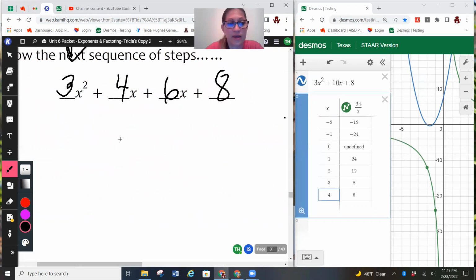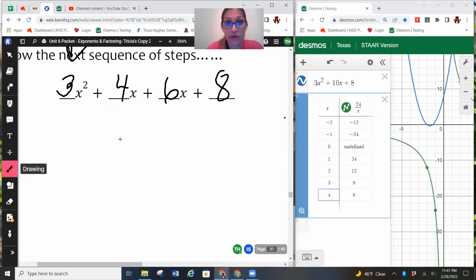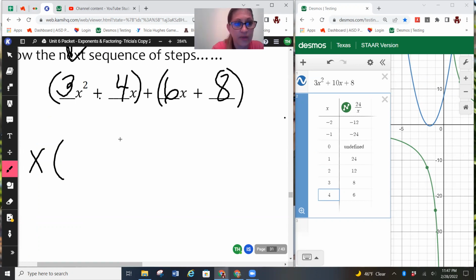Okay, I am now going to teach you how to factor trinomials with the GCF in mind. So we're going to group these. We're going to find the GCF of each. I'm going to look at the first parenthesis, 3x squared plus 4x. The GCF is an x. So I'm going to divide by x. That gives me 3x plus, x crosses out, 4.